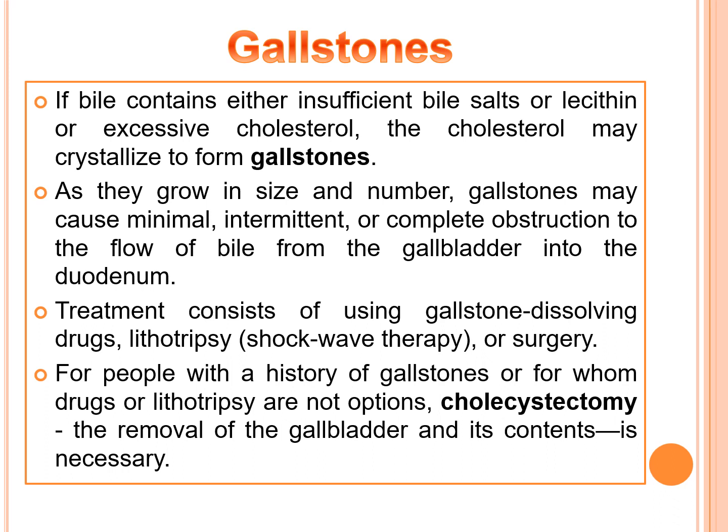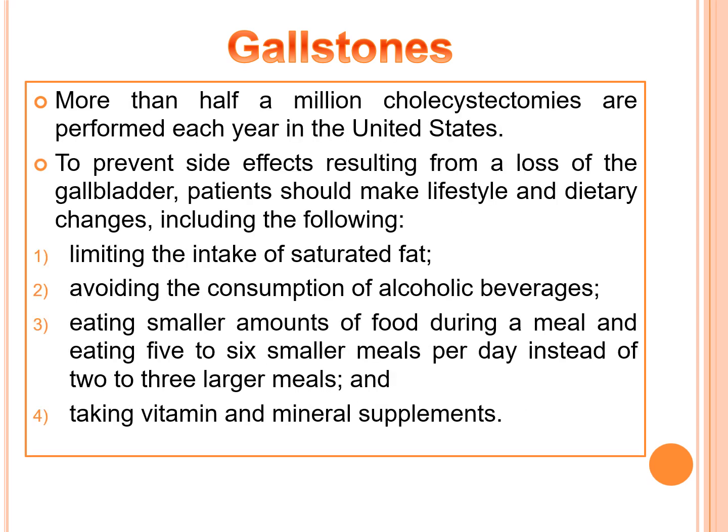For people with a history of gallstones or for whom drugs or lithotripsy are not options, surgery called cholecystectomy is done. Cholecyst means gallbladder. Ectomy means surgical removal. So cholecystectomy is the removal of the gallbladder and its contents if necessary. More than 500,000 cholecystectomies are performed each year in the United States.